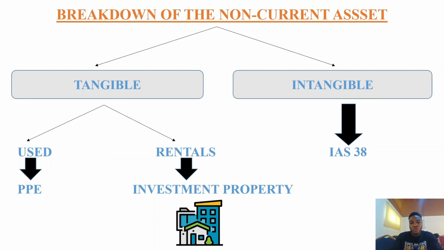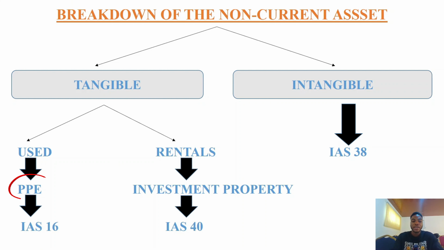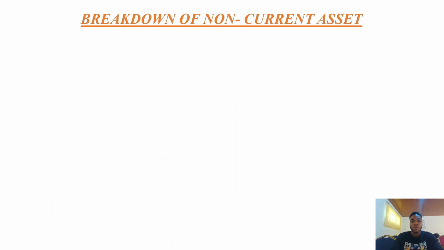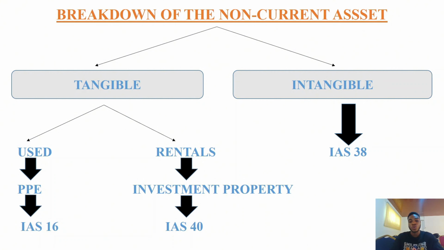So IFRS 16 does not apply to buildings or immovable objects that you are using for rental purposes. If it is PPE, then we use IFRS 16. But if it's investment property, then we use IAS 40. Are you appreciating this? Good.